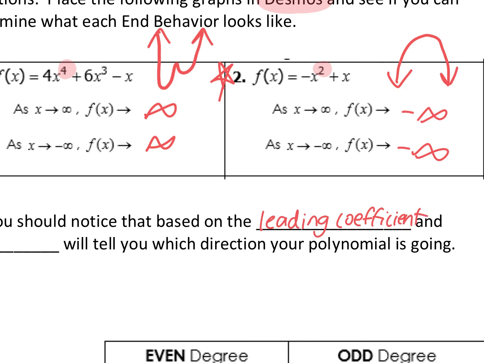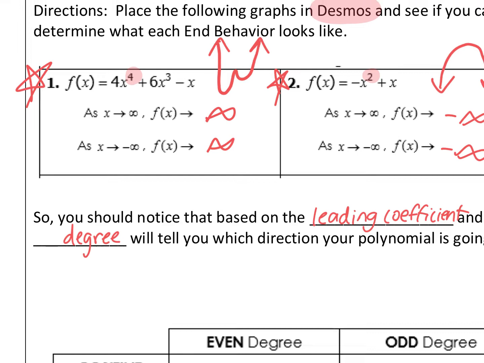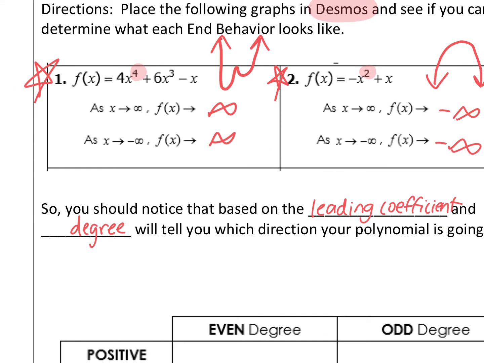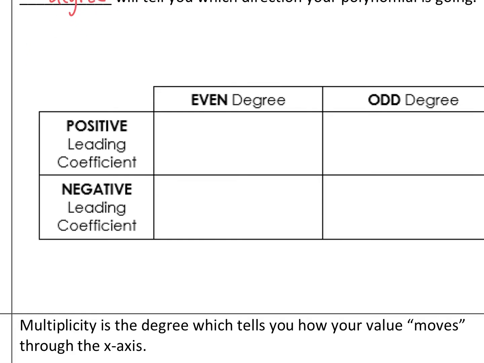Leading coefficient, but also the degree, or that highest exponent, if you want to write that in the second blank. That's going to tell me what this thing is going to do. It's going to tell me what it looks like, what way it's headed. Those two things are important. And we'll notice that there's actually a pattern here that we have pretty much already discovered.